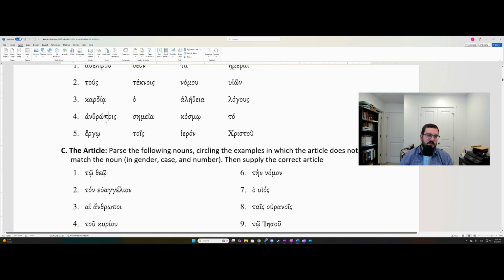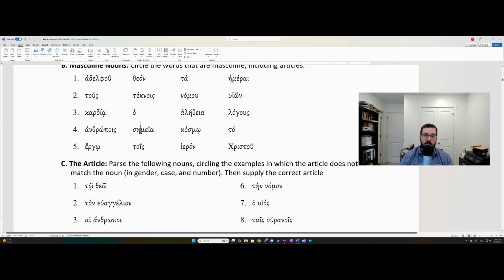Now in our next row, we've got a couple of options as well. We have anthropos, semeia, cosmo, and ta. Which ones are these? So we know one of the interesting things right away is we know there's only masculines and neuters in this column. You might say, wait a minute, JP, we have this alpha here. Don't we have alpha pattern nouns? Aren't those feminine?